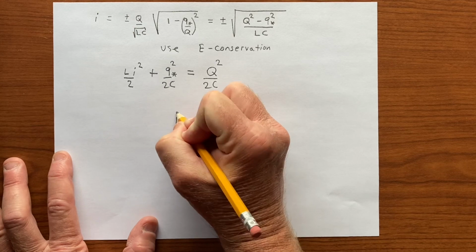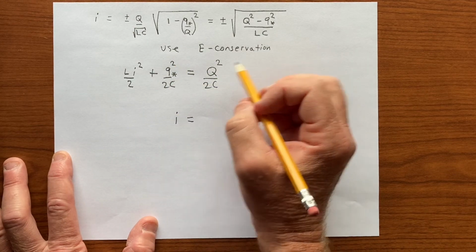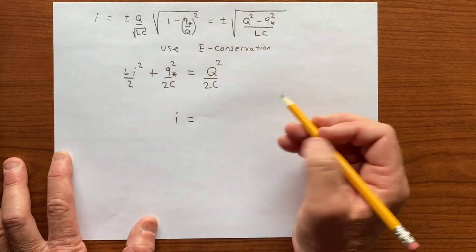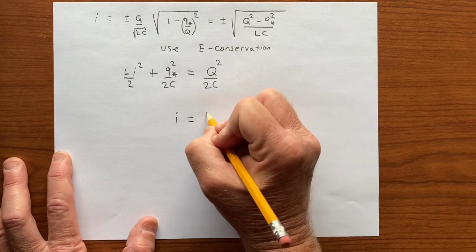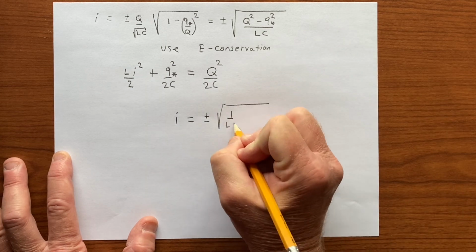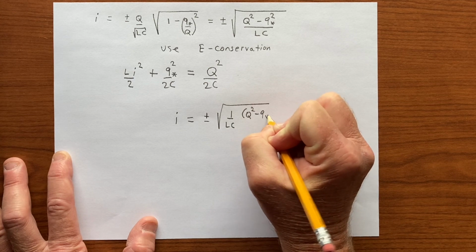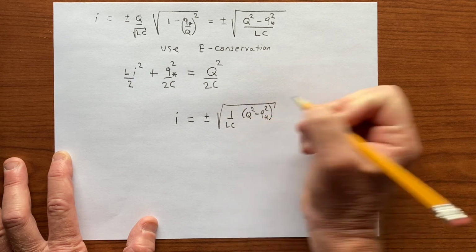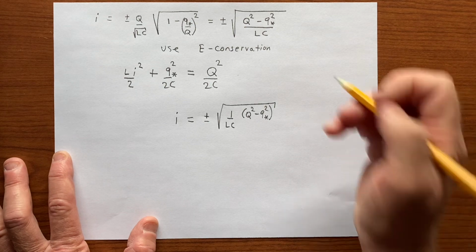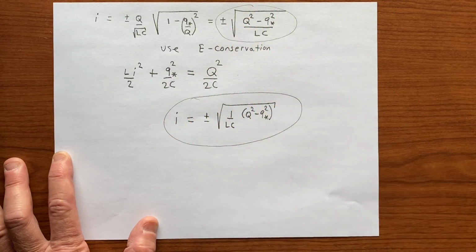What follows from that is simply that we take this and bring it over here, multiply by 2, divide by L, and we end up at plus or minus the square root of, same thing as we have there, 1 over LC times capital Q squared minus Q star squared. So much more straightforward using energy conservation than going through time.